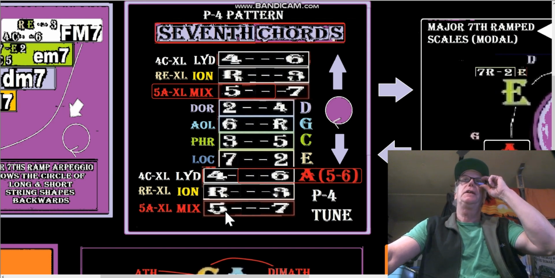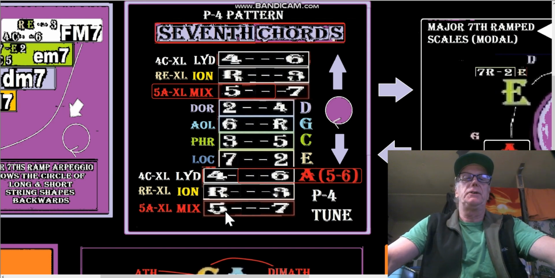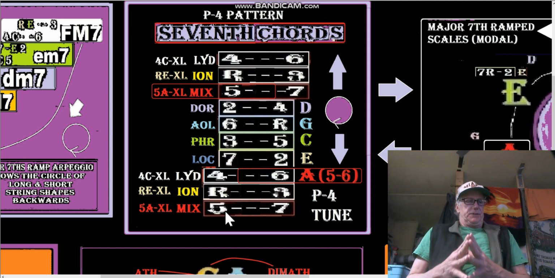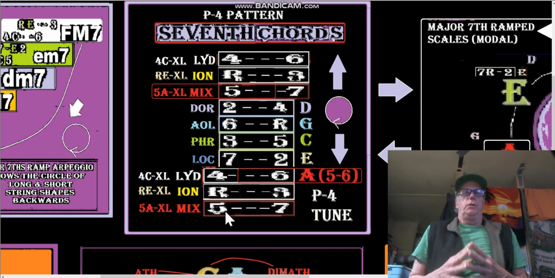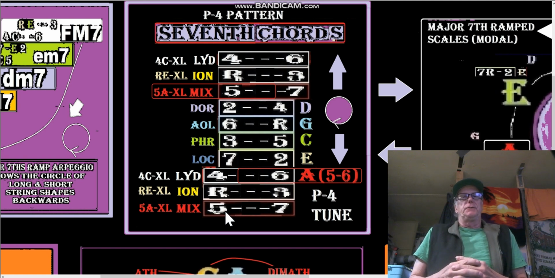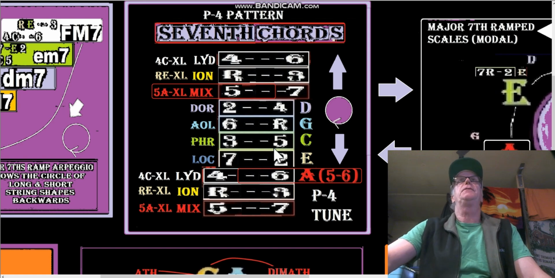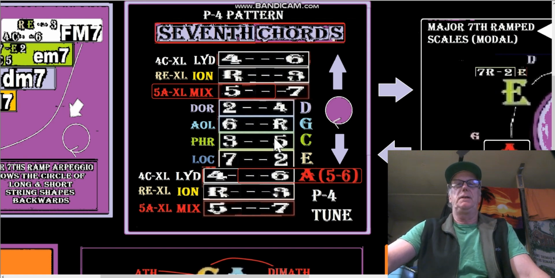So obviously we want to play the ramp pattern if we want to get that 3 octaves out of it. That's one reason to play the ramp patterns: to get more mileage out of the pattern that we're playing.